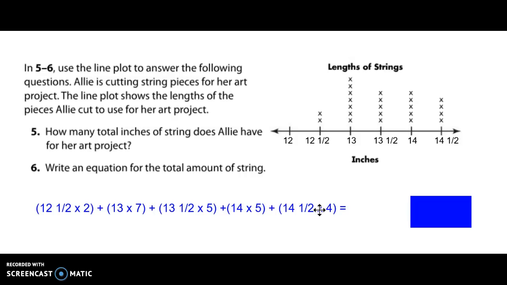I think in this case though, because we have 12.5, 13.5, 14.5, those are kind of big numbers to change into improper fractions. It's okay to do that. However, I would probably do some repeated addition here. Okay, so this is what it would look like.